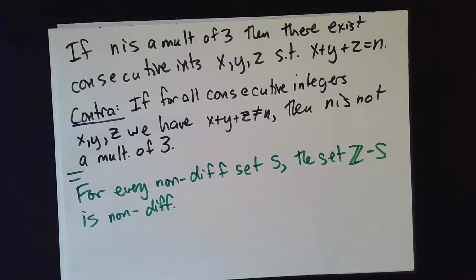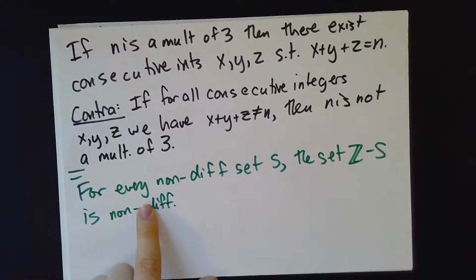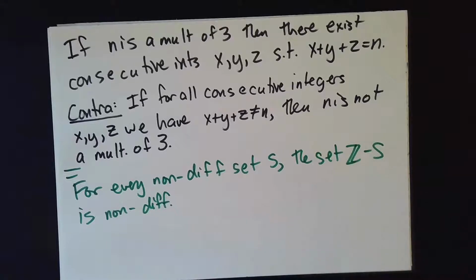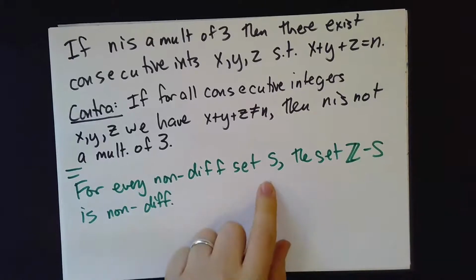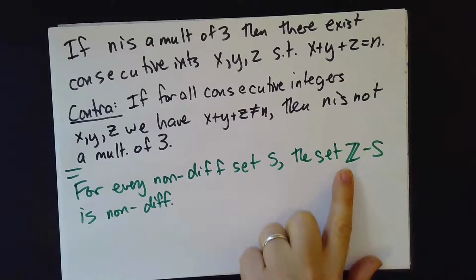And so to contradict a for-every statement, we tend to use a counterexample. So here a single counterexample will do. And it's actually super nice in this case because you cannot find a thing that is not a counterexample to this. In fact, it's even true that for every non-differential set S, the set Z minus S is not non-differential.